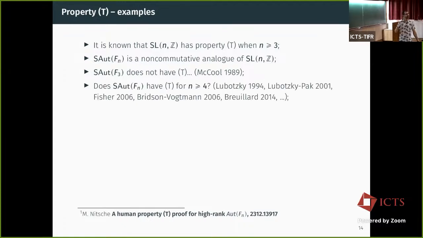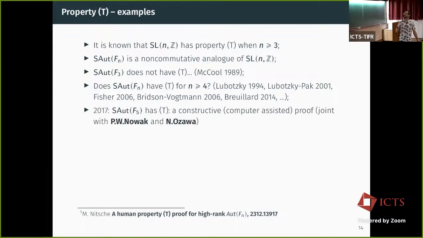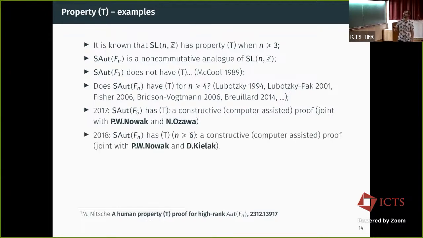And then there was this question of whether SAut(F_n) has property T. That was repeated over and over again over the years. In 2017, with Piotr Nowak and Narutaka Ozawa, we found a constructive and computer-assisted proof, along the lines I gave you, that SAut(F_5) has property T. And then in 2018, with Piotr Nowak and David Kielak, we lifted this fact to higher n. This is something that Piotr will be talking about.